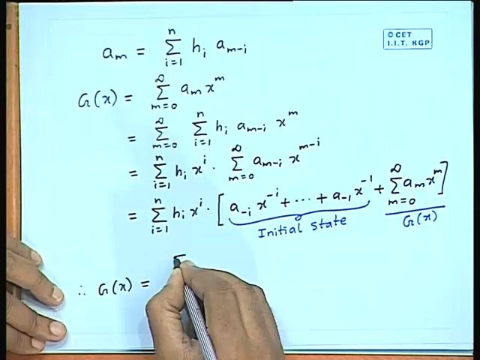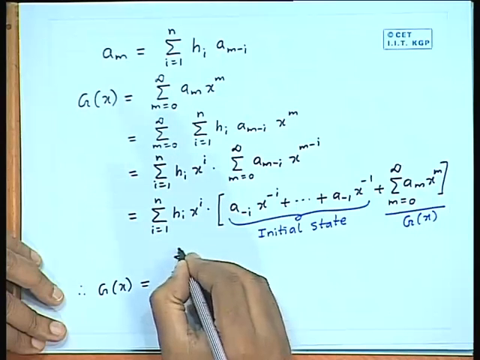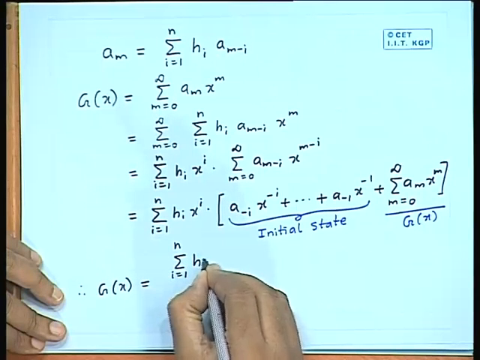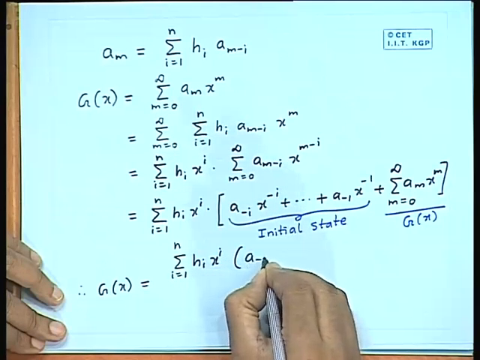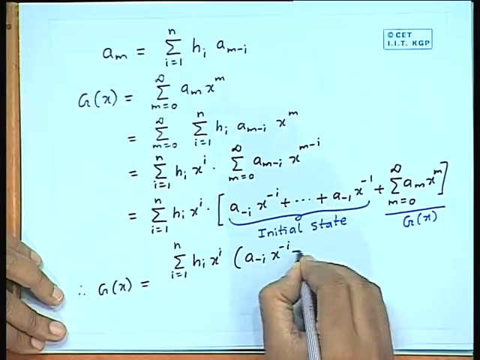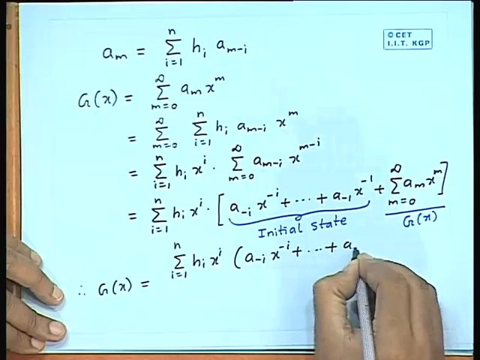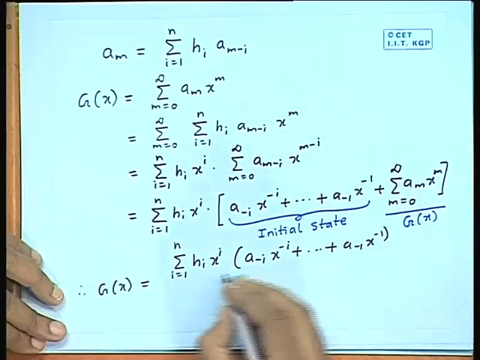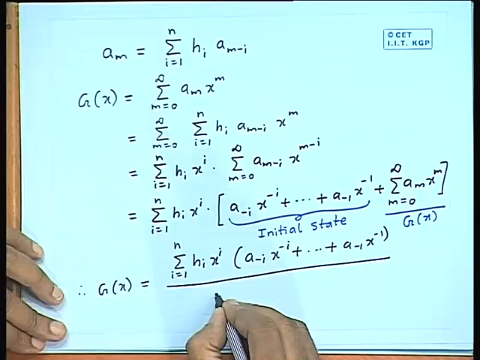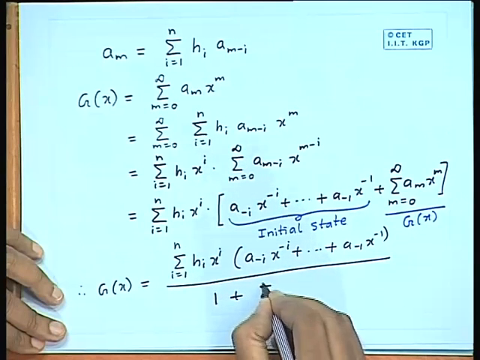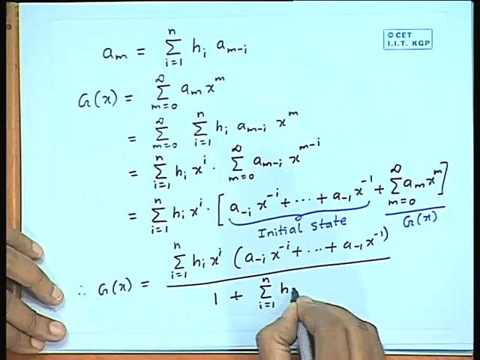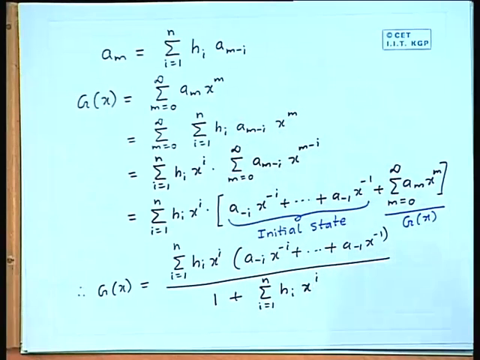G(x) becomes equal to the summation over i equal to 1 to n of h(i) x to the power i, times this part a(-1) x to the power -1, divided by 1 plus the summation over i equal to 1 to n of h(i) x to the power i. So, this is the final expression for the generating function.